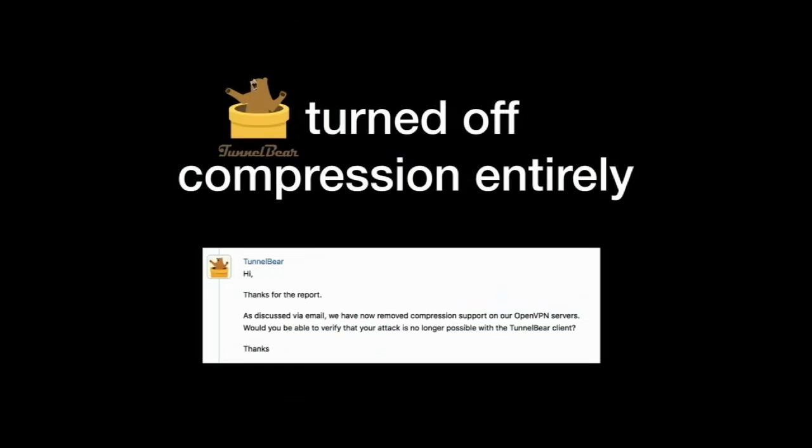And the other vendor I worked with was TunnelBear. They were interesting. It's one of my favorite SaaS VPNs. And they immediately turned off compression when I showed them a POC which leaks secrets cross-domain. So that worked out very well, and the POC was easier because it's based on OpenVPN as well.